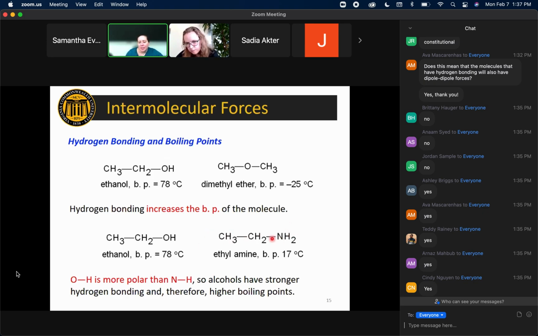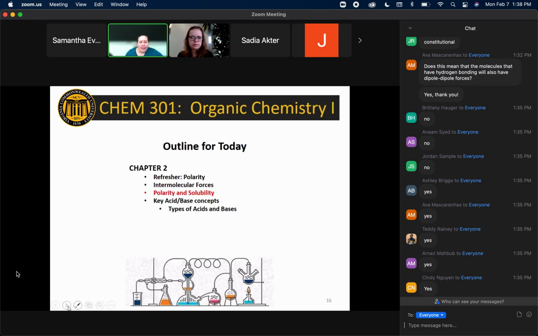Of course, they're both delta positive enough to do hydrogen bonding, so they are both going to do hydrogen bonding. But the ethanol delta positive is much more delta positive, and so those hydrogen bonds will be stronger. It also probably helps that the oxygen has two lone pairs, whereas the ethylamine only has one lone pair. Okay, so that covers intermolecular forces.